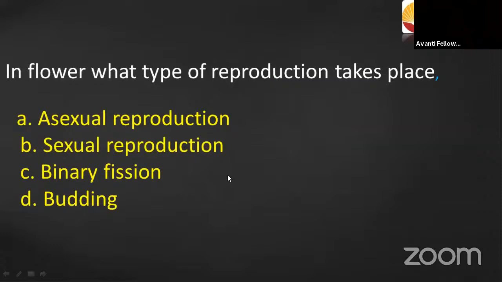In flower, what type of reproduction takes place? Asexual, sexual, binary fission, budding. I'm launching the poll for this question. It is also very easy. Just now I said it a few moments back.